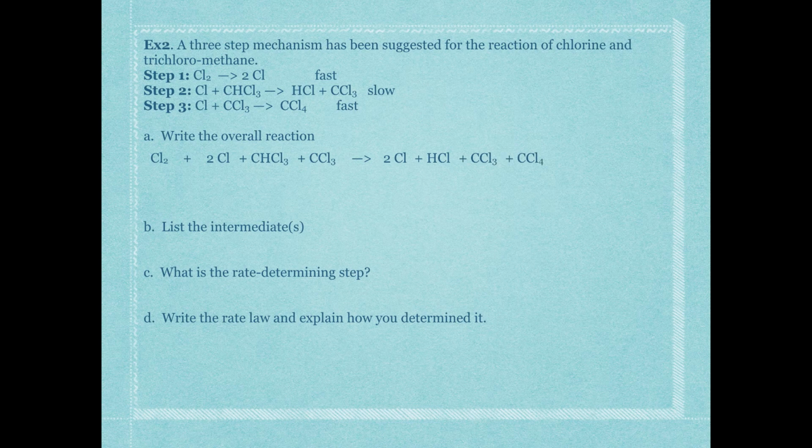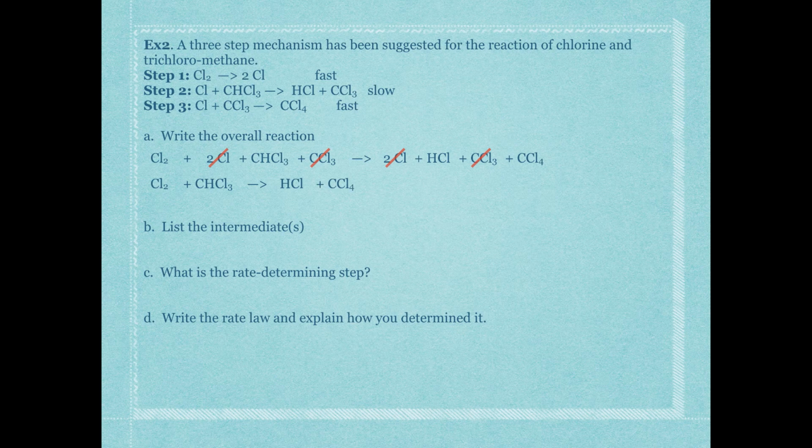All right, so now let's simplify this. I'm going to get rid of anything that exists on both the reactant and product side. So I'm going to get rid of my Cls, and I'm also going to get rid of my CCl3s. And so my overall reaction is then going to be Cl2 plus CHCl3 produces HCl and CCl4, all right?